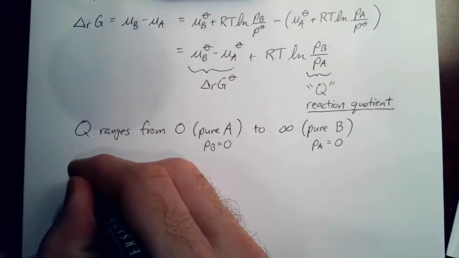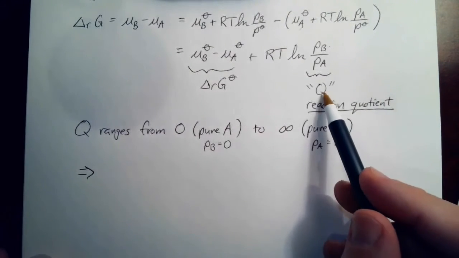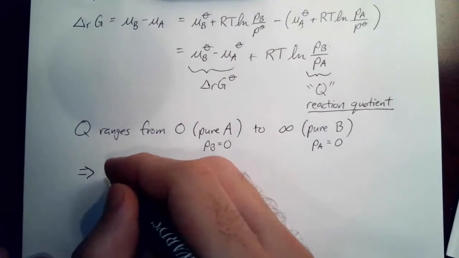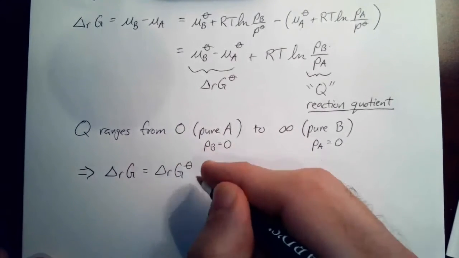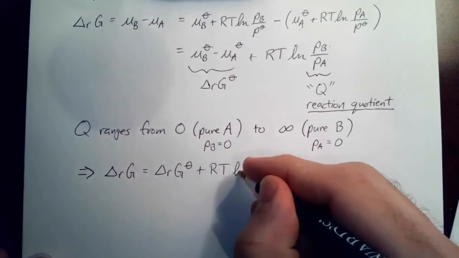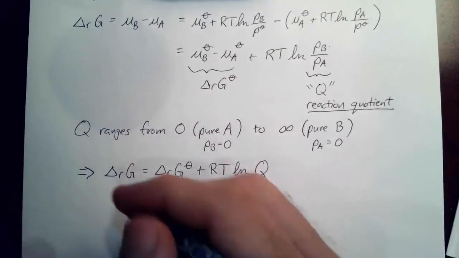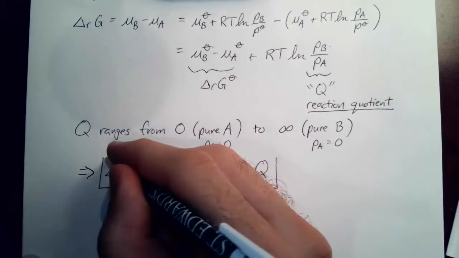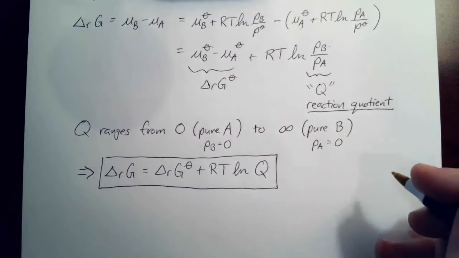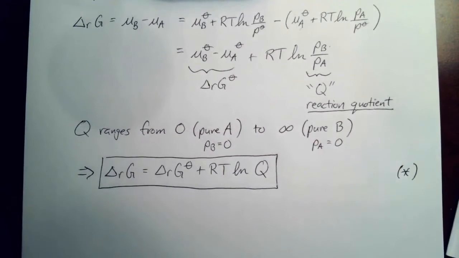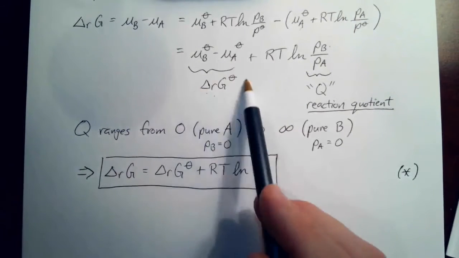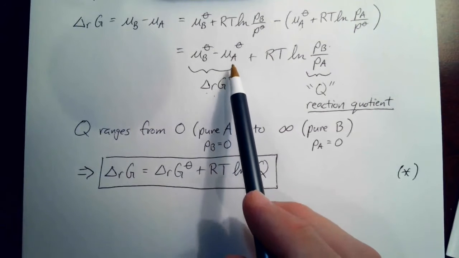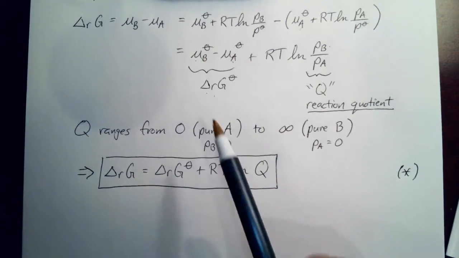All right, so I can rewrite this previous equation with Q inside the natural log, and I end up with this. And I'm going to call this equation star because we're going to be using it again. So here we defined this standard reaction Gibbs energy as mu B minus mu A standard.